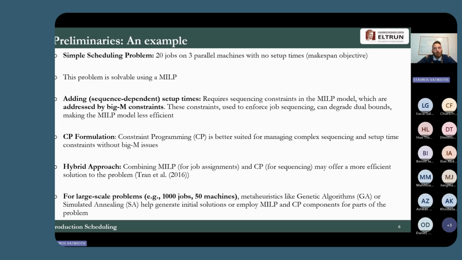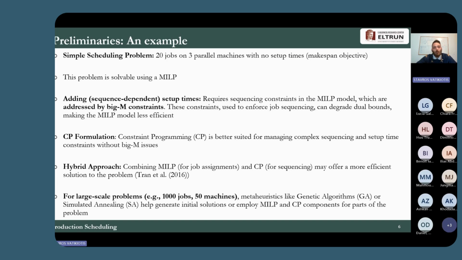To show how the methods may interplay with one another based on the problem, I have also included this example. We may have a simple scheduling problem with 20 jobs on 3 parallel machines and with no setup times. And the objective is the makespan, which is known to be the easiest one. So we know this problem is solvable using an exact method, and it is solvable in quite a few seconds.